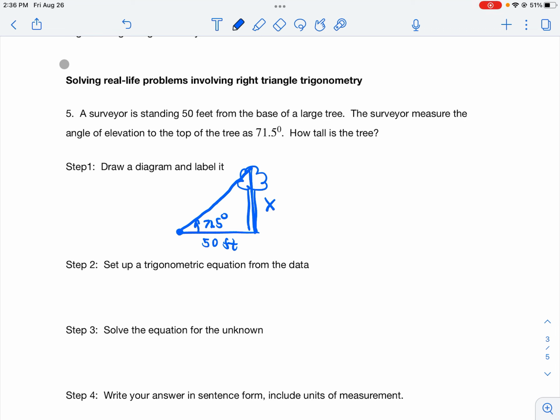Now you don't even have to draw the tree. You can just draw a line there to represent your tree. But that's basically what you need for step one. Draw the diagram and label everything. Label what you know, label what you need to figure out.